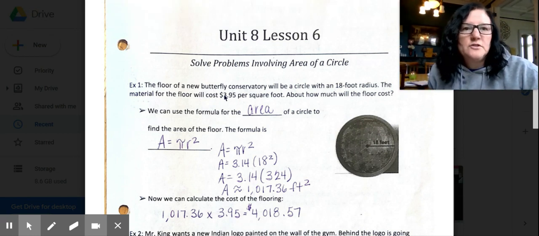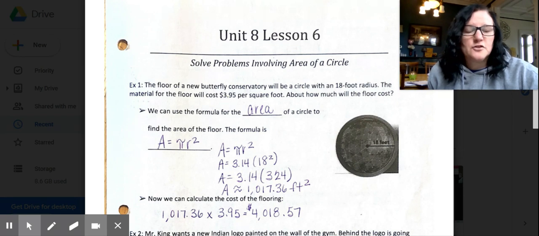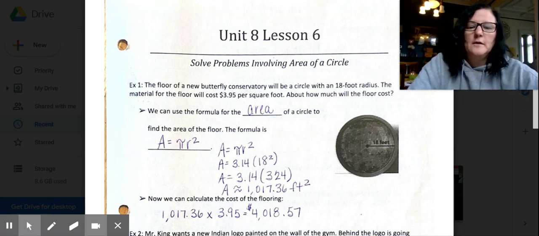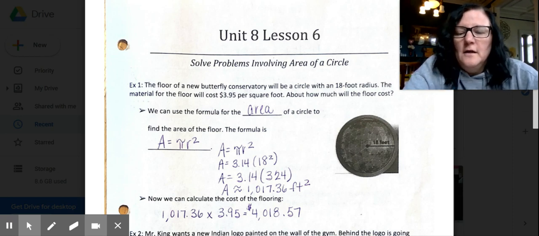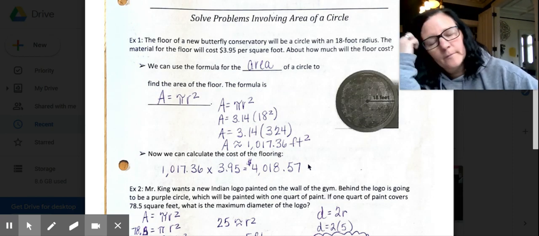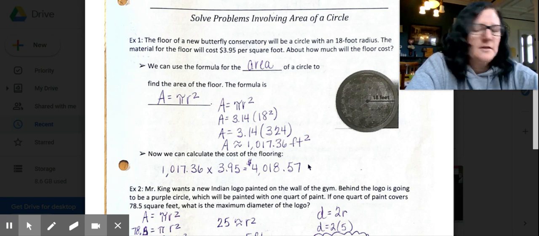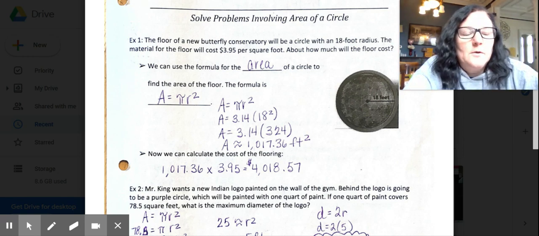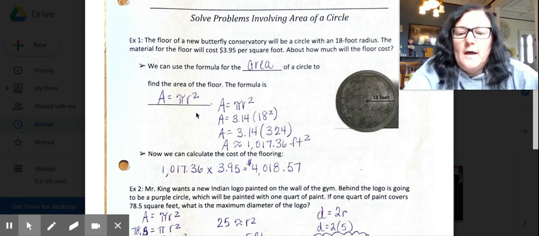So remember, what we just did was the circumference. The circumference is like the perimeter. It's the outside of the circle. So if you're going to put a fence around the circle. Now we're going to work with area. So we can use the formula for the area of a circle to find the area of the floor. So the first thing you need to make sure of is that the area is equal to pi r squared. That is the formula you are going to use today, okay?